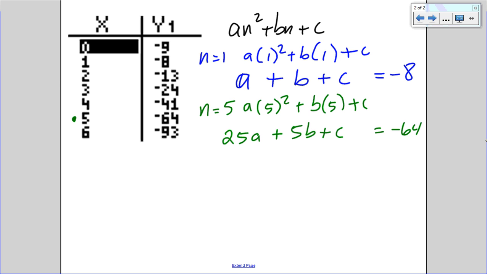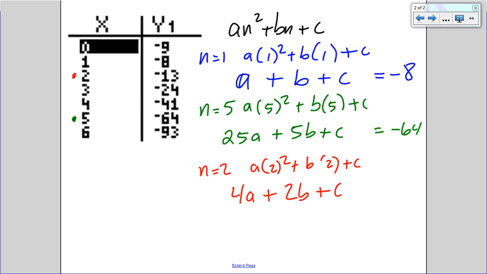And since we need as many equations as we have unknowns, let's do n equals 2. So I'm going to get a times 2 squared plus, oh, sorry, b times 2 plus c. So that's going to be 4a plus 2b plus c. And when n equals 2, we should have a negative 13. So like I said, you can just go 1, 2, and 3. That's fine, but I went 1, 5, and 2. So I have three equations and three unknowns now. Now, there are multiple ways that you can do this. You can do this algebraically.